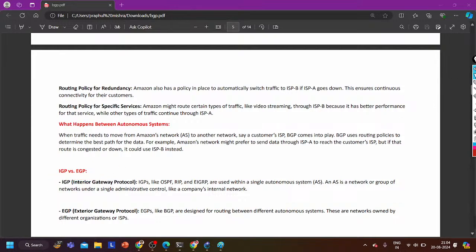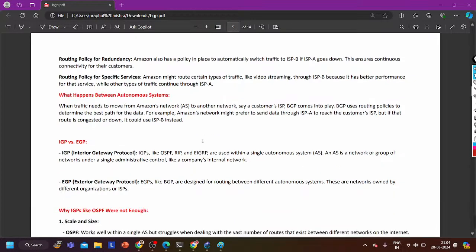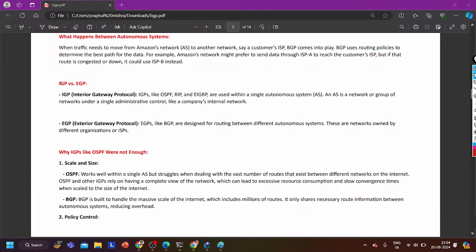But between the ISP and your internal network, you cannot configure an IGP protocol, because the AS will be different there. You can read the difference between IGP and EGP; I think you already know these basic things. IGP protocols are used within a single autonomous system, and an AS is a network or group of networks under a single administrative control, like a company's internal network. eBGP, the BGP protocol, is designed for routing between different autonomous systems. These are networks owned by different organizations or different ISPs.